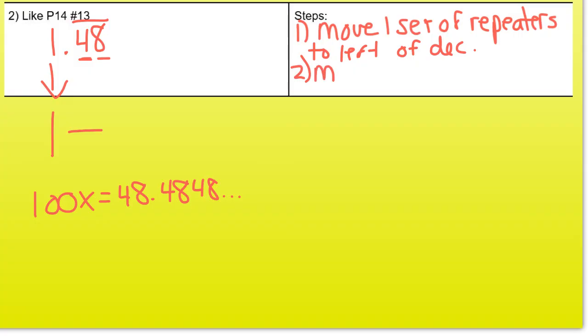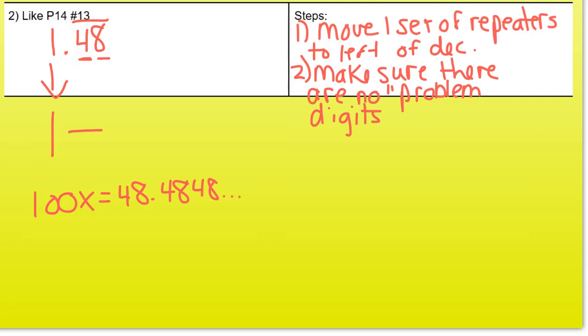Then we're going to look and make sure there are no problem digits, nothing that doesn't repeat. I look at it, and there's nothing there because I took care of the 1. There's nothing that doesn't repeat, so I'm good to go. That means I can subtract the original. X equals, and remember I got rid of that 1 already, so I just have a decimal, 4848, and so on.